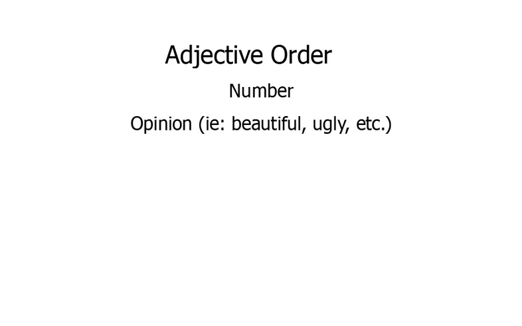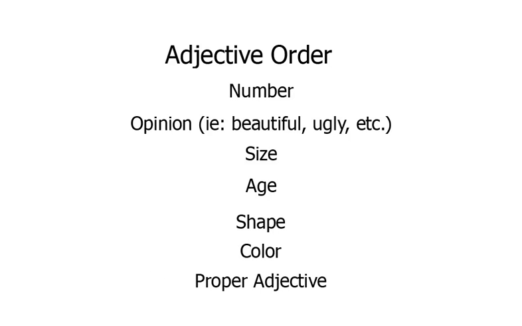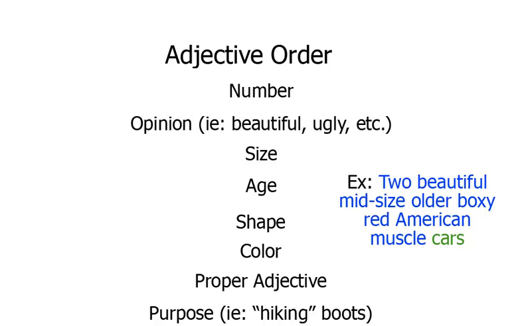In English, adjective order is generally as follows: number, opinion, for example, beautiful or ugly, bright, dark, that sort of thing, size, age, shape, color, proper adjectives, and we'll talk about those in a minute, and then purpose. For example, hiking boots or a sleeping bag, that sort of thing.